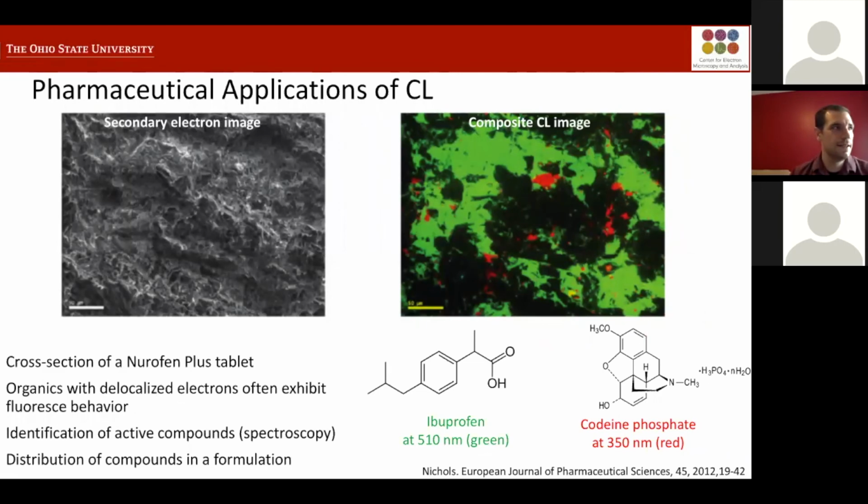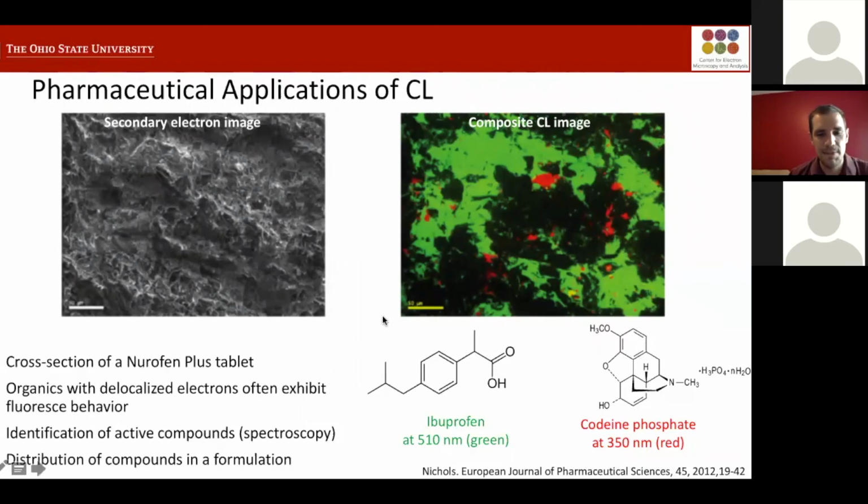And then the last two examples that I'm going to talk about are going to be from literature sources that I found that I think are very interesting. So this first one is going to be a cross-section of a pharmaceutical tablet. If you look at it with secondary electron imaging with a cleaved surface, you see a rough surface. You can't really characterize a whole lot from it. And since there's a lot of organics in there, it's going to be very beam sensitive. So these experiments can be difficult to do.